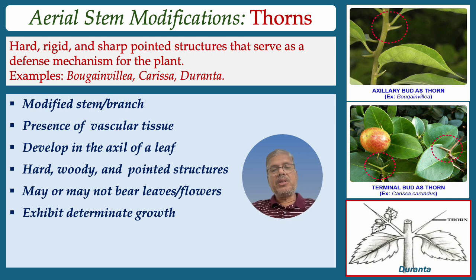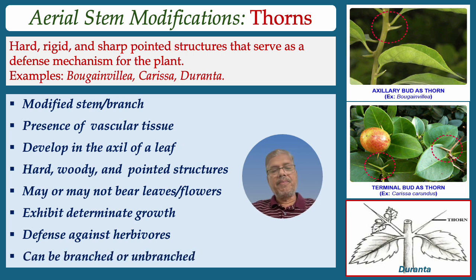Thorns often exhibit determinate growth, meaning they grow to a certain size and then stop growing, becoming fully hardened. The primary function of the thorns is the defense against the herbivores. Their sharp nature deters animals from browsing or eating the plant's foliage. Depending on the plant species, a stem thorn can be a simple single point or it can be a branched one.